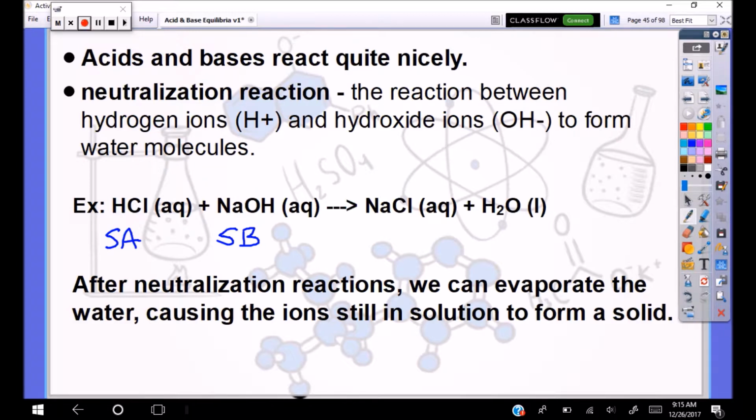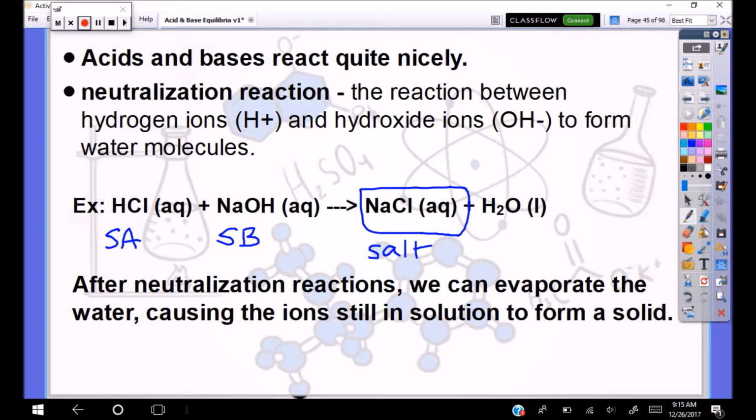Notice the states. This is aqueous, meaning that when it's aqueous, we can get it back out of our solution. So if we were to heat our solution and evaporate the water, the ions in solution from the sodium and the chlorine would form a solid, and we'd actually get salt out of it. So we call this a salt.